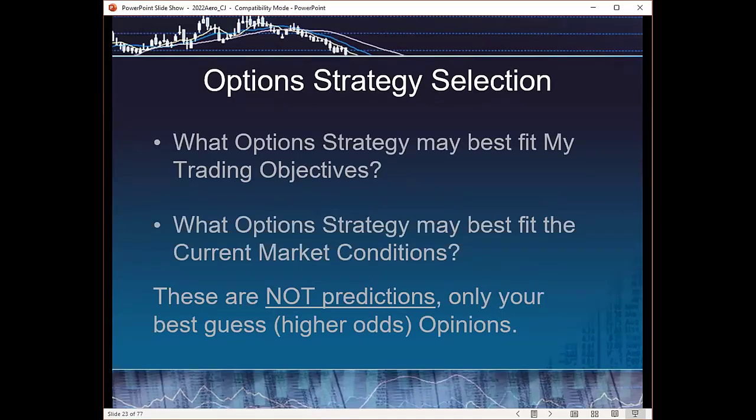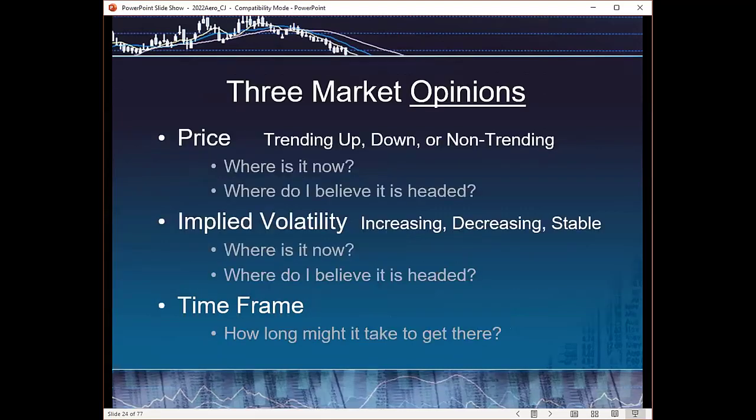So I need to find an option strategy that fits my trading objectives and that fits the market conditions. These are not predictions, but they're opinions that I have about the market. So these are the three opinions I need to make or identify, and they're nothing more or less than that. Price: is the price going up, down, or non-trending? Where is it now? Where do I believe it's headed? And that's where I may use technical analysis to help answer those questions.